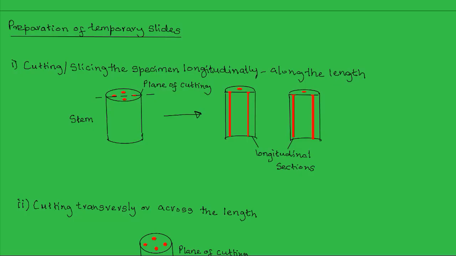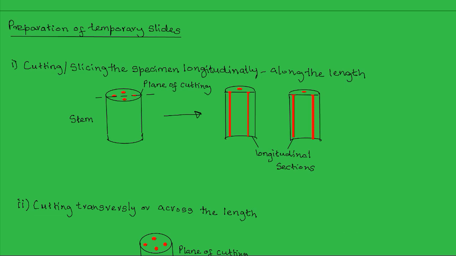Preparations of temporary slides. Making microscopic specimens for viewing usually involves cutting thin slices of the specimen, especially of plant specimen.